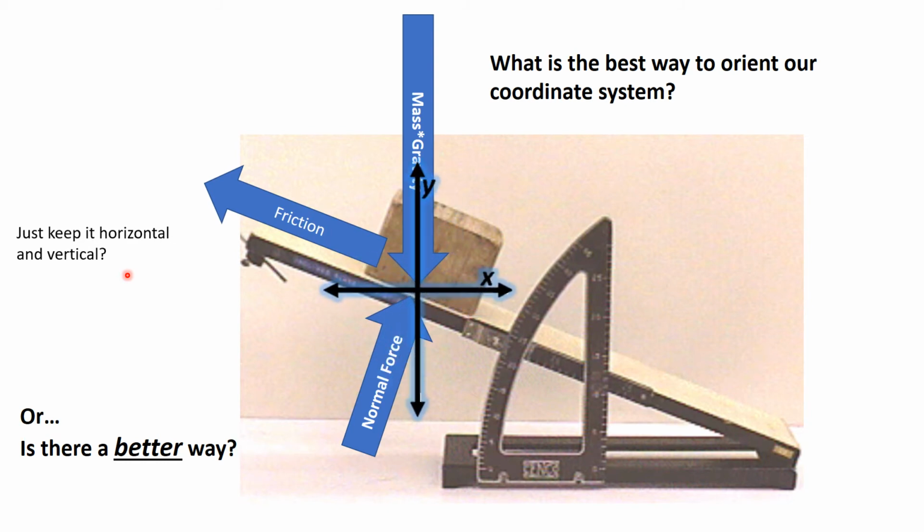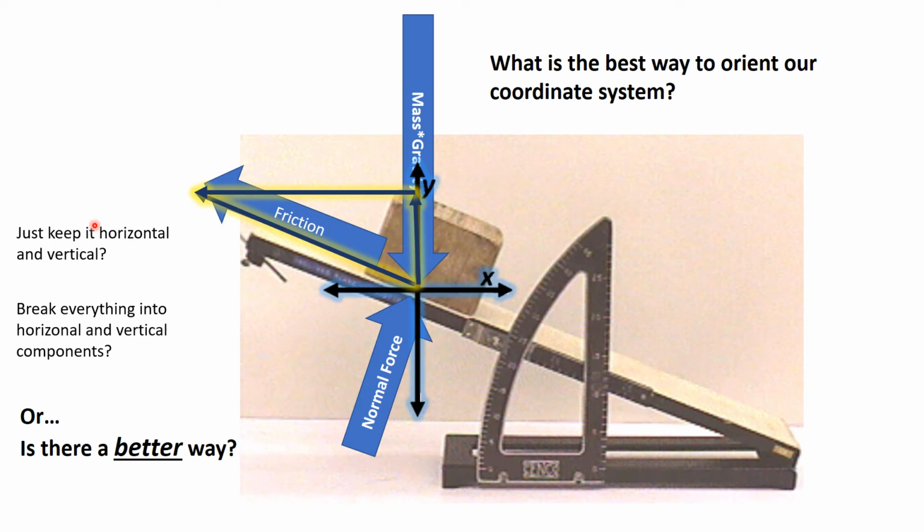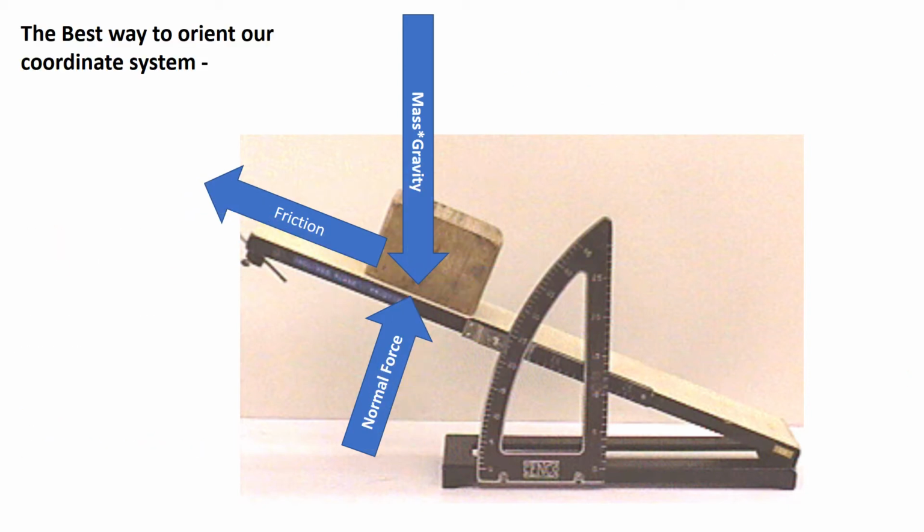Okay, how are we going to put some coordinates on here? Should we just keep our x and y coordinates horizontal? This is the traditional way, right? You always see x is horizontal and y is vertical. What would happen if we did this? We can break everything into their x and y components. So there's our friction into x and y components. There's normal force into x and y components. Then gravity's all the way down. So there's a question we ask ourselves here: is there a better way to break these forces apart? Can you answer that? Okay, here we go.